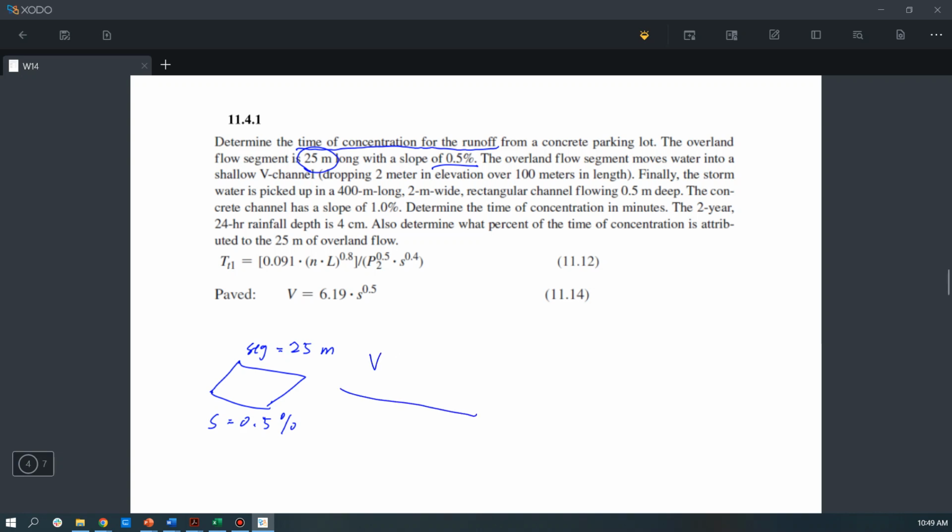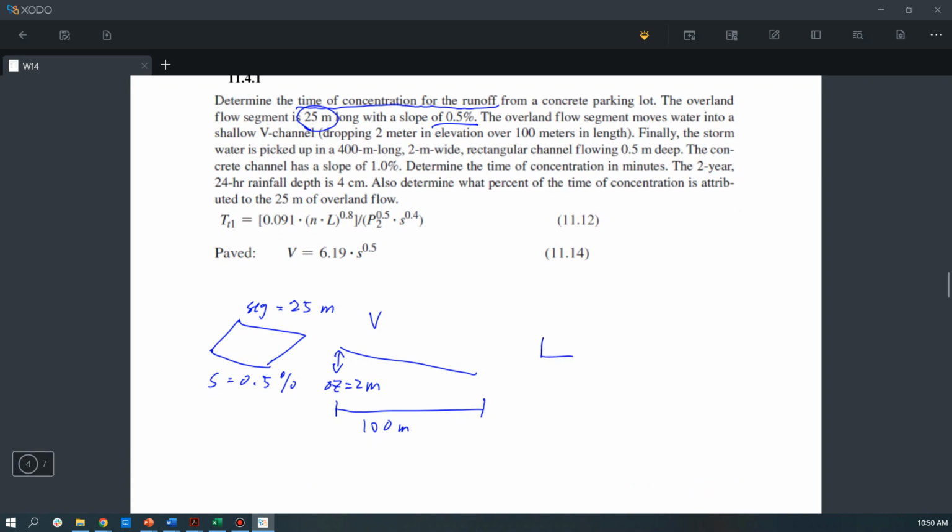So we move into a V-shaped channel where we will drop 2 meters in elevation, and the total length is equal to 100 meters. After that, the stormwater is picked up in a 400 meter long, 2 meter wide rectangle channel.